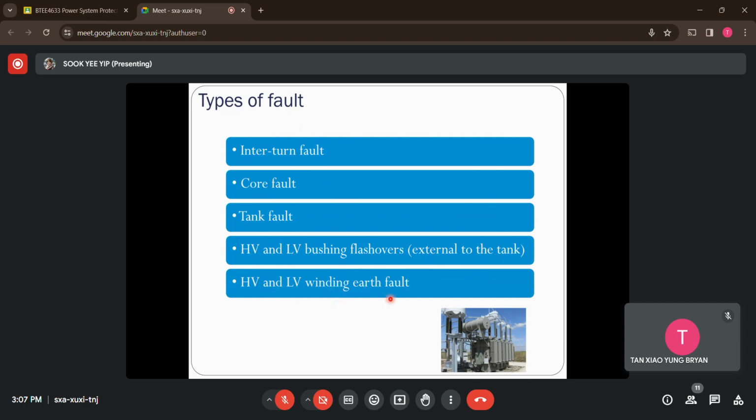And then the last one here, we have another kind of fault, which is the high voltage, low voltage winding earth fault. This means that we could have the winding short circuit to ground. Now we have a leakage current to the ground. So that is all the possible kinds of faults you can see for a power transformer.